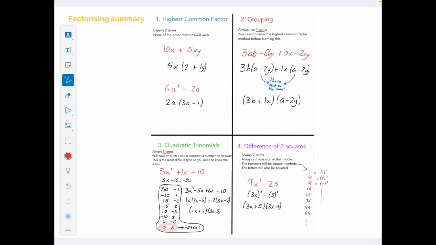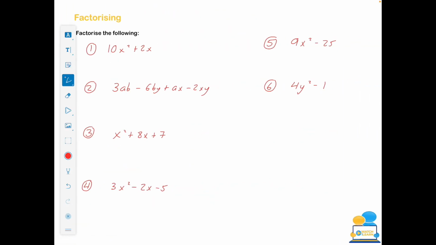So 4 different types. We need to be able to recognize them. We'll go through 1 or 2 examples of each now. But you have a set of examples here, so pause it, maybe try the examples yourself if you think you know how to do it, or else we'll go through the examples on the next page, and then you can come back to this and make sure you can understand these examples as well.